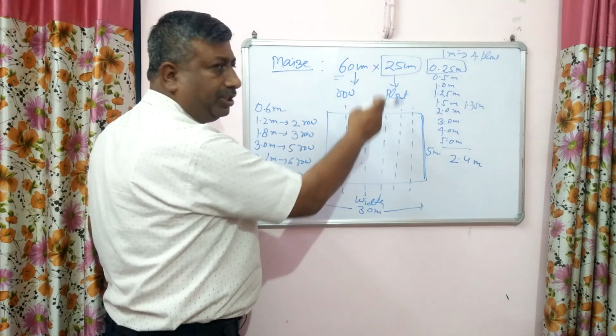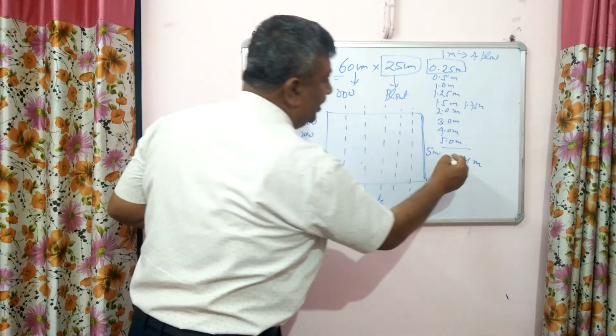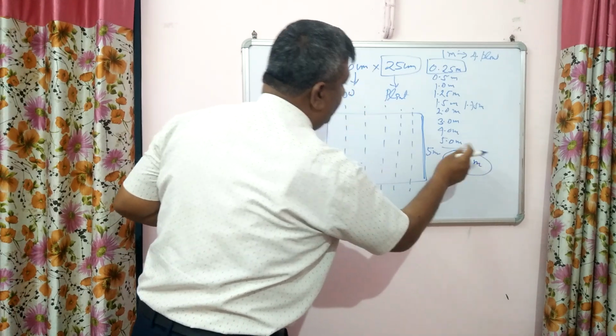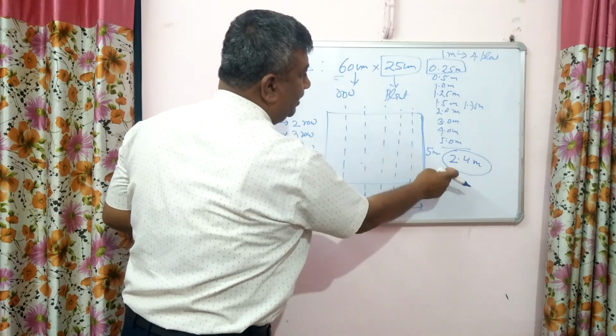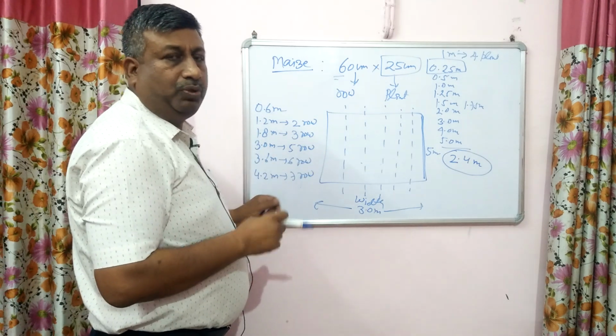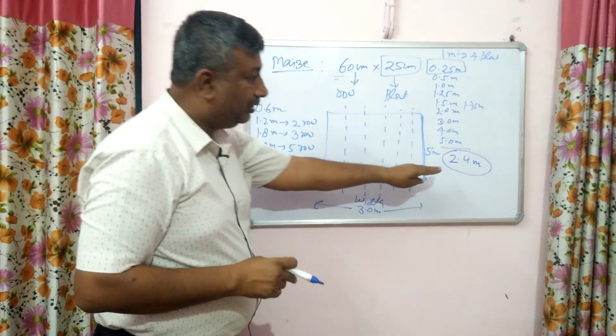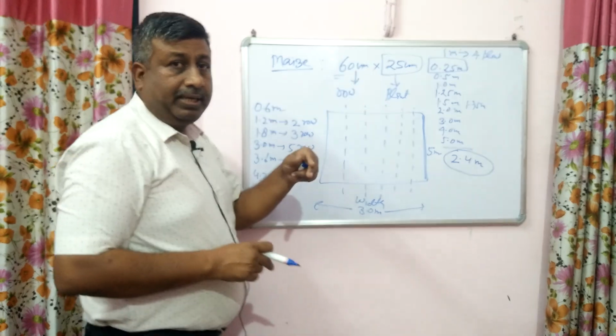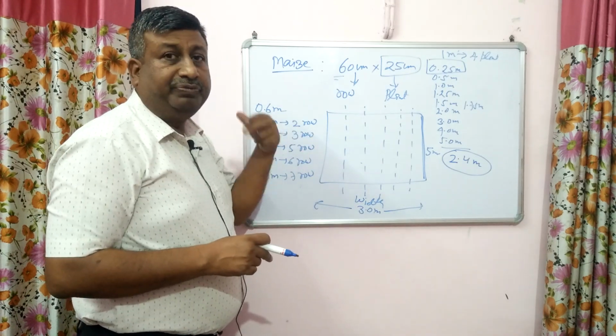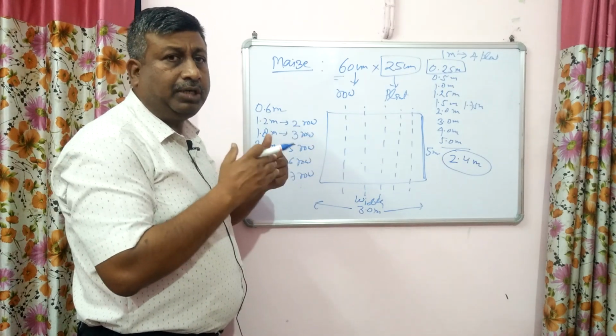No, we cannot keep 2.4 meters because this is not an exact multiple of 0.25 meter or 25 centimeters, but this 2.4 meters can be kept in the case of wheat where plant to plant spacing is not maintained.